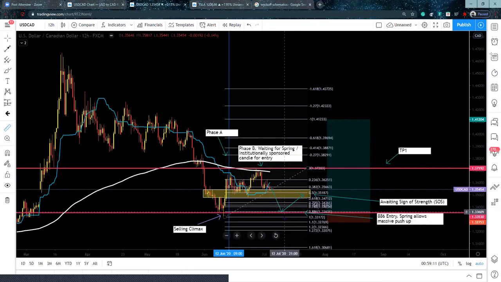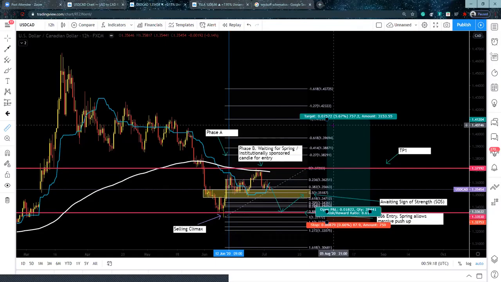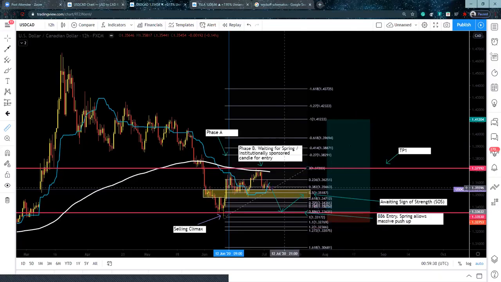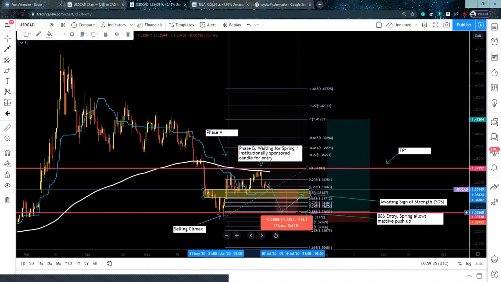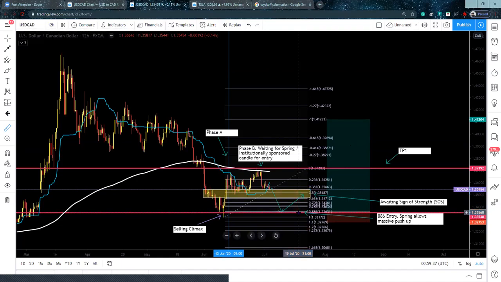You enter on the 886, you have your stop loss between the 1 and the 1.1, and then you shoot all the way up. Now, this is 87 pips for 757 pips. This is massive. This is why you need to be patient, because it still has to fall 188 pips.